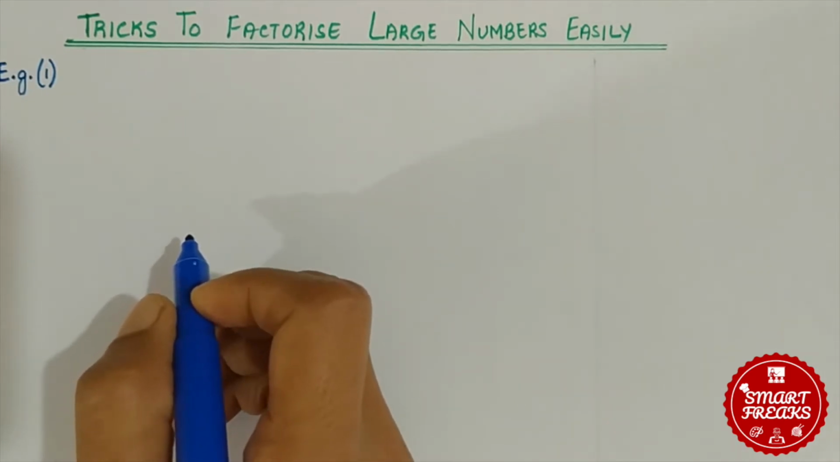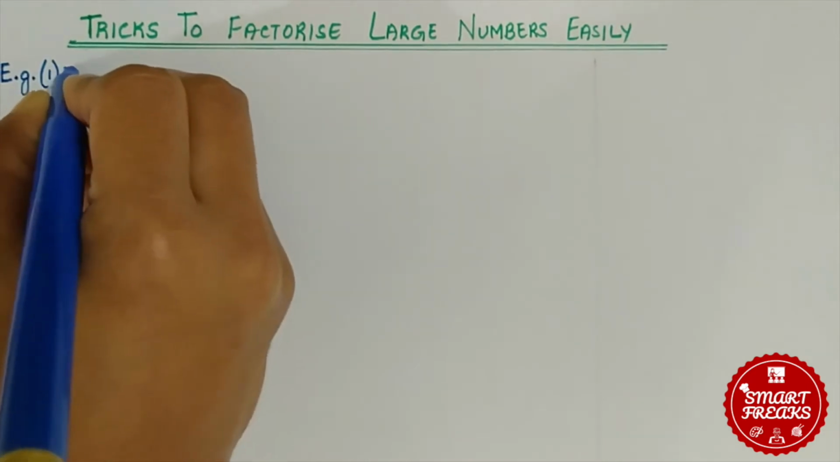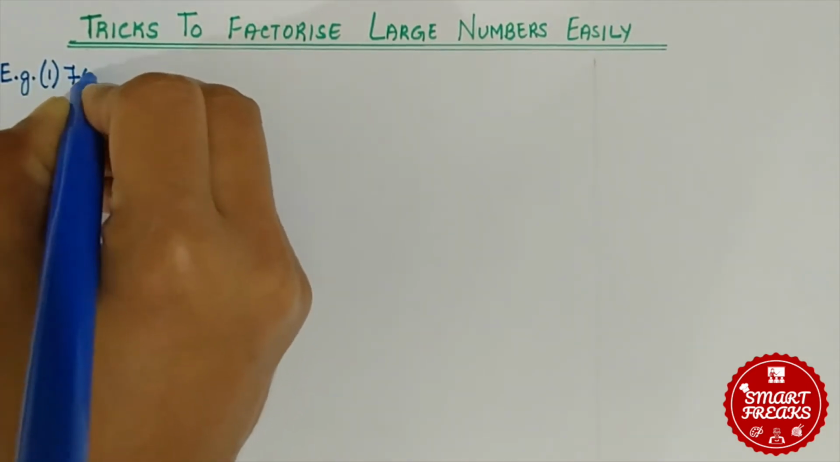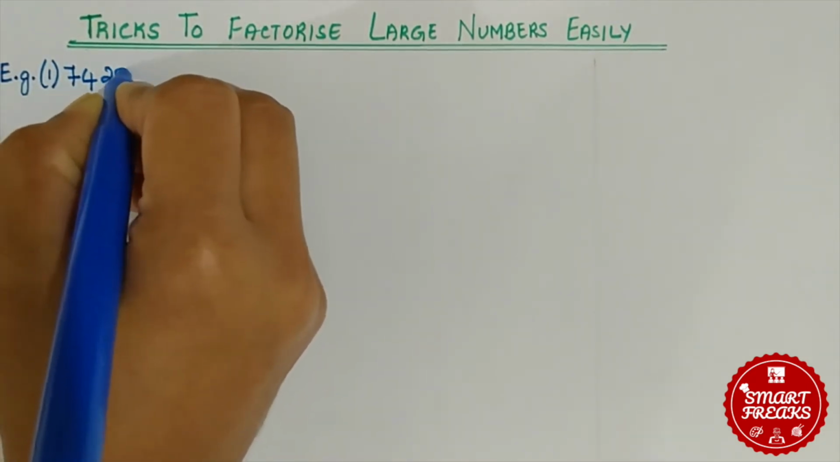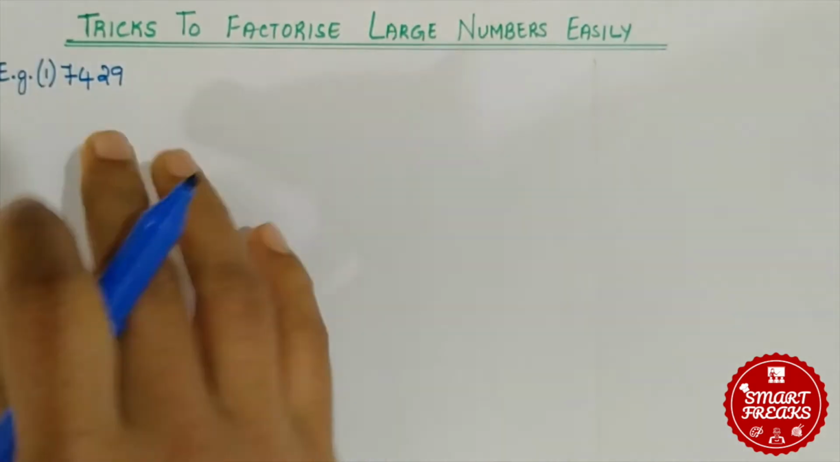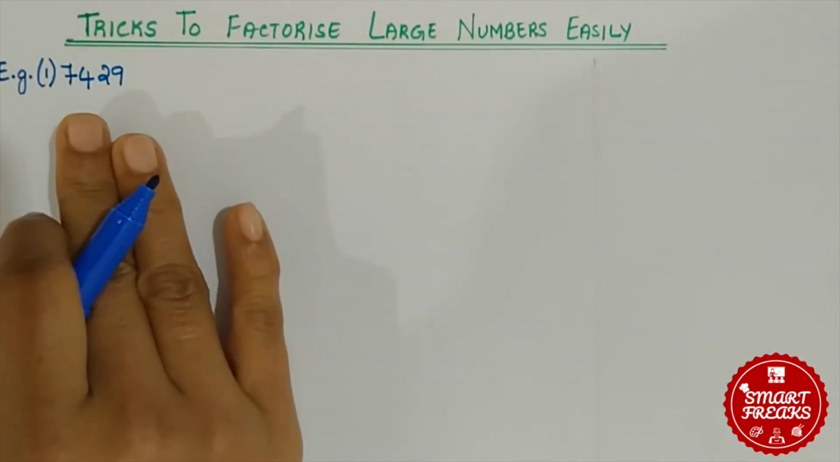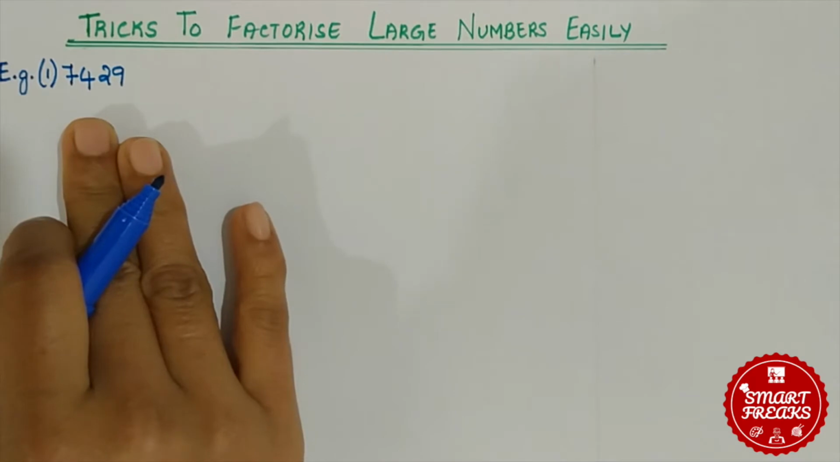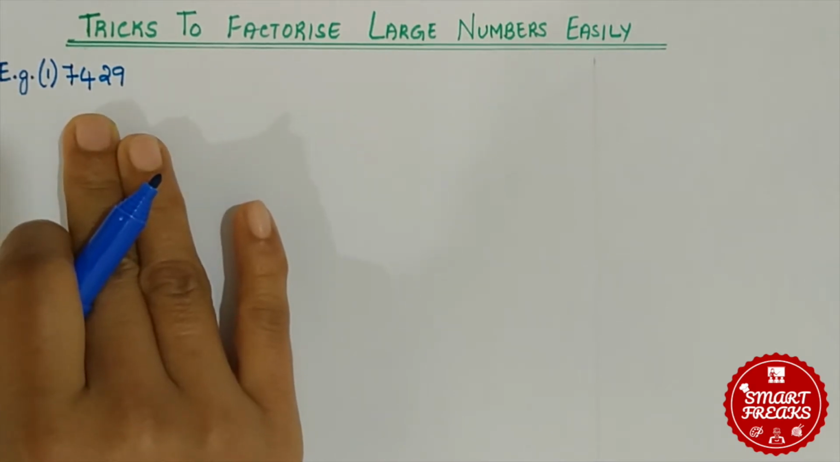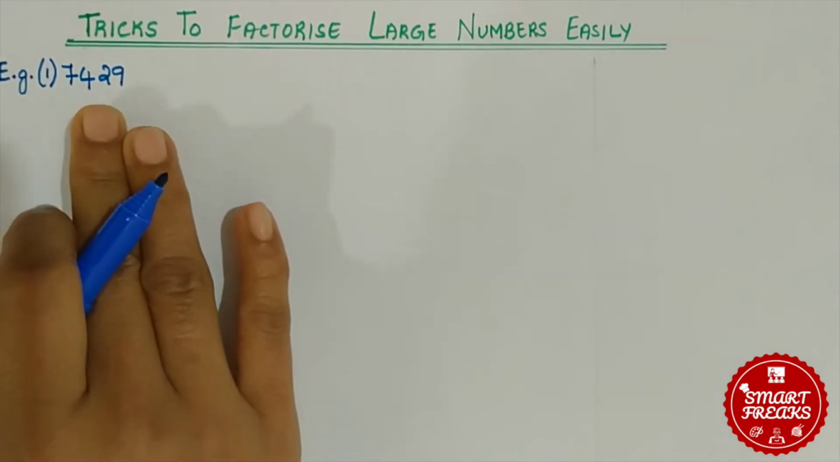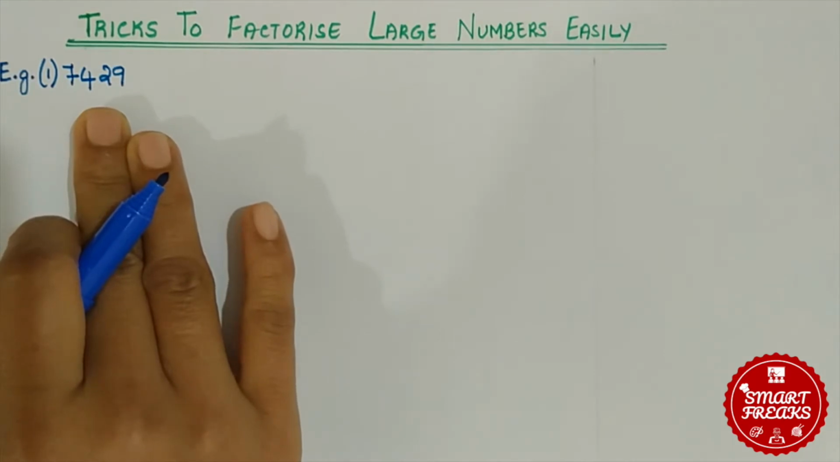Example 1, 7429. In this case, no prime numbers till 11 divide the given number, right? Now, let us see how to find factors in an easier way.